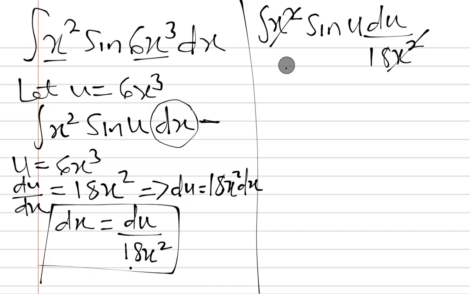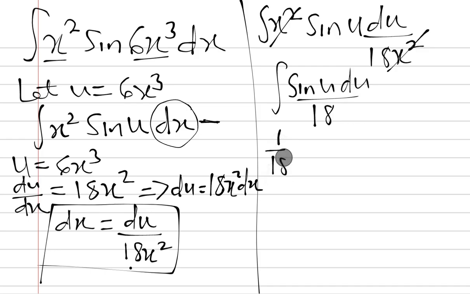So you are going to have integral sine u du over 18. And that's the same thing as 1 over 18 integral sine u du. Now you can see that now you can integrate with respect to u. So that will be 1 over 18.